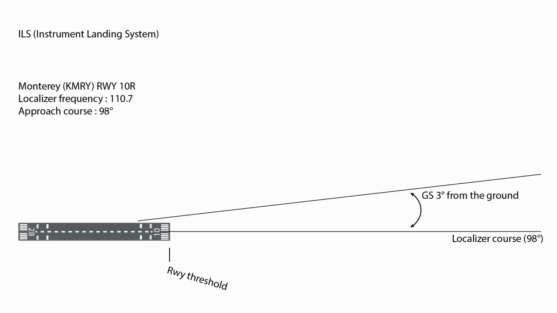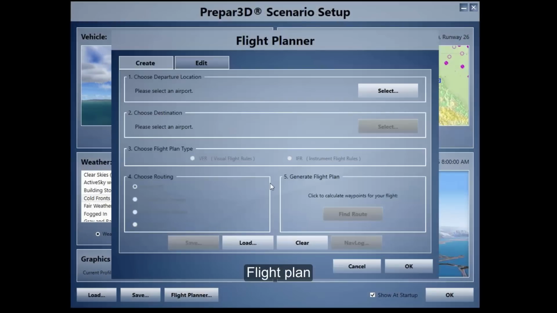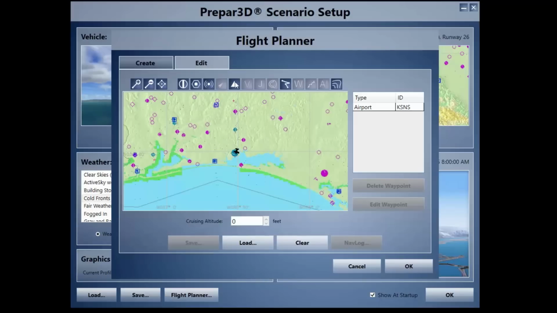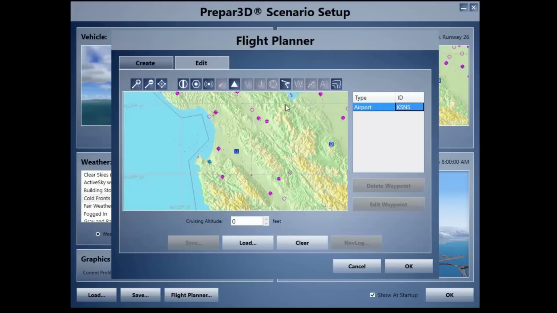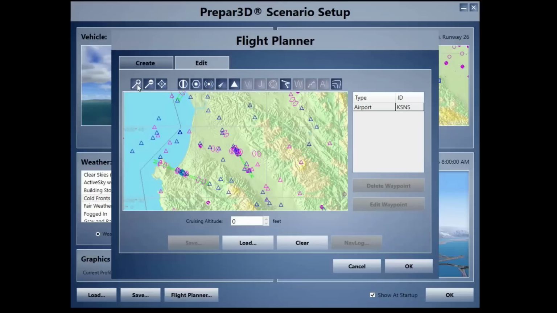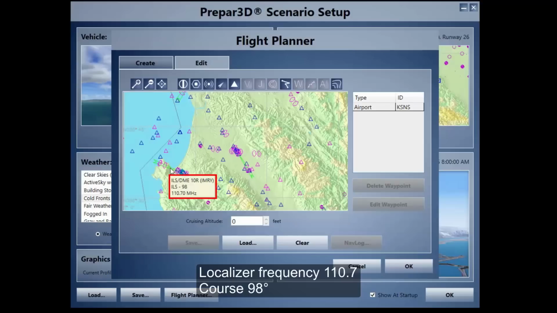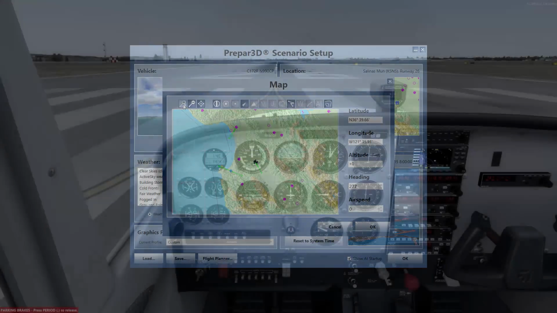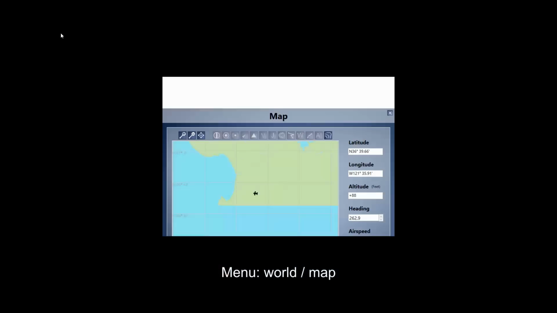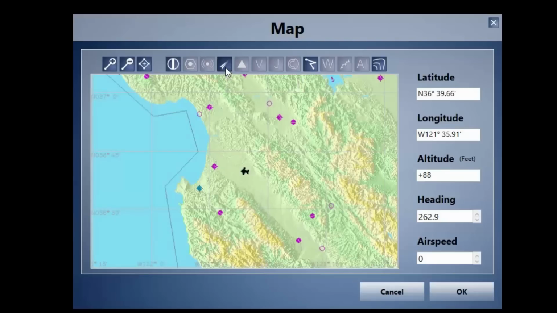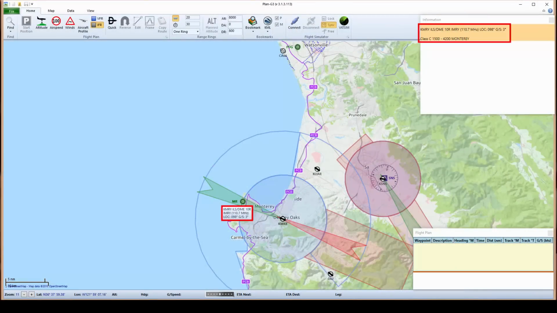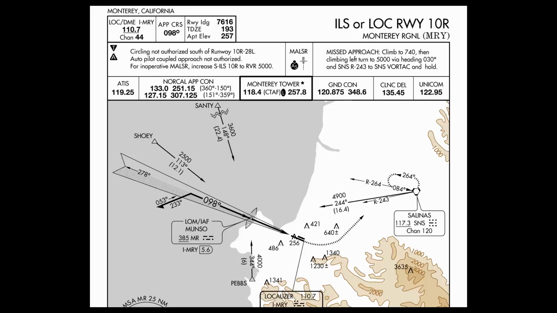For ILS we need two values, the ILS localizer frequency and the course heading. We can find this in the flight plan map. When we show the localizer feather and put the mouse cursor over it, in the map behind the location button, you can also find it in the menu World Map. Also on the internet or in a flight plan program like Plan G. The more correct way is to use the official approach chart.